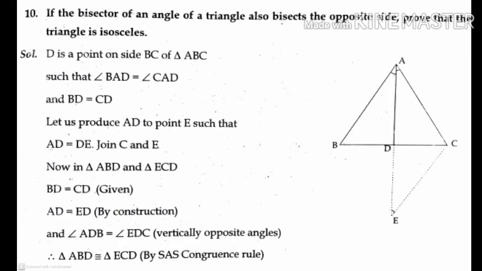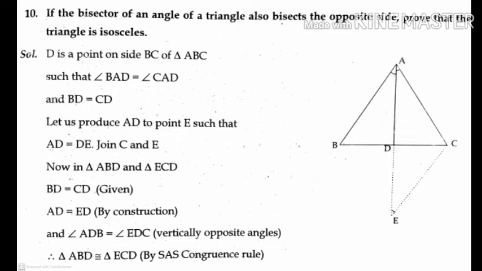Next, 10th question. If the bisector of an angle of a triangle also bisects the opposite side, prove that the triangle is isosceles. Solution. D is a point on side BC of triangle ABC such that angle BAD is equal to angle CAD, since AD is the bisector of angle A, and BD is equal to CD. According to the problem, let us produce AD to point E such that AD is equal to DE. Next step, join points C and E.